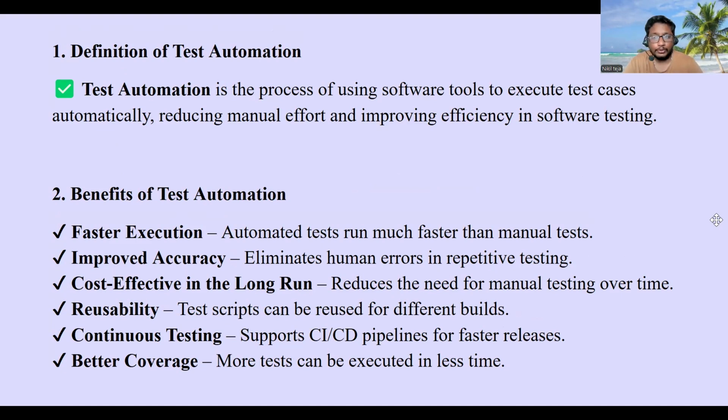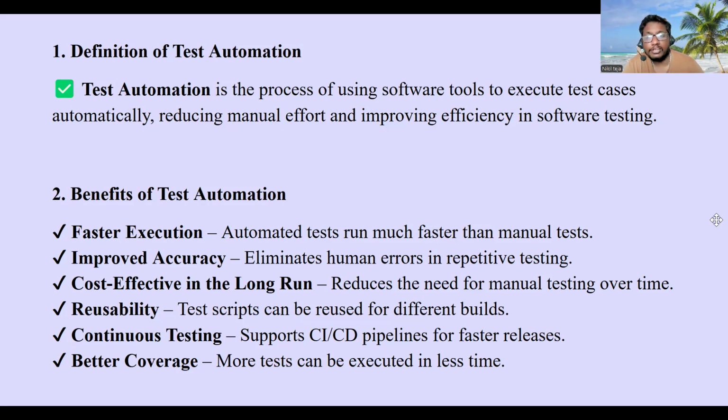Automation is nothing but doing work automatically, right? So with the use of some software tools like Selenium, reducing manual effort and improving efficiency in software testing. So it will be reducing manual effort, as I said before, and improving efficiency of software testing. So the benefits of test automation: faster execution. You can understand it is quite intuitive, right? Because manual testing takes so much time, but test automation can increase efficiency as well as execute faster.